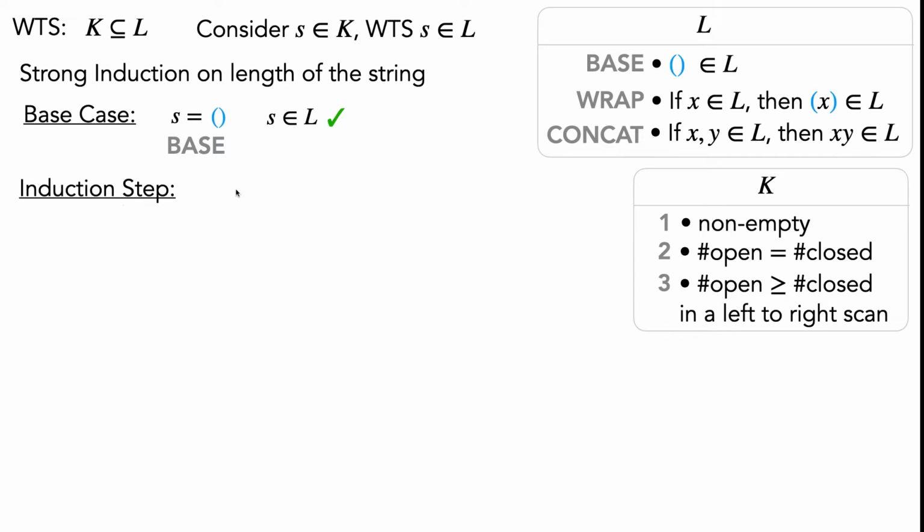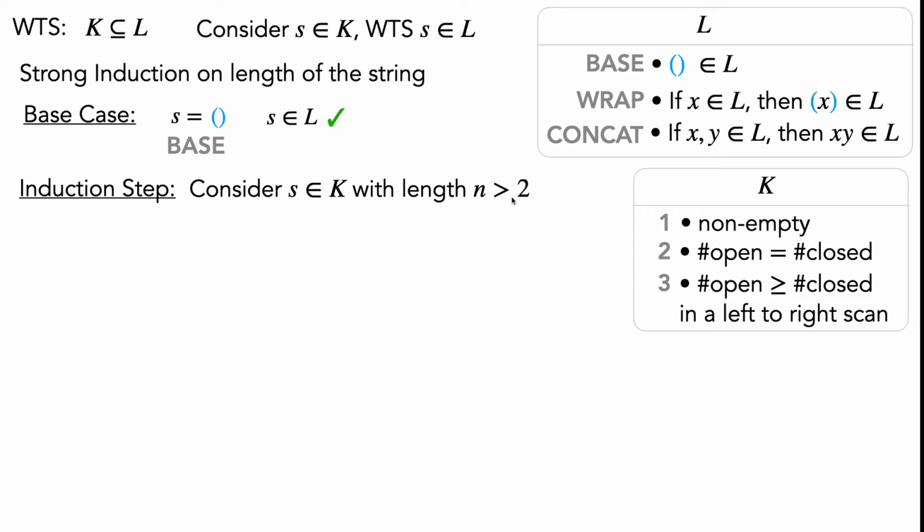So now we consider S in K with length n greater than 2. This is where things get a little bit trickier. In fact, whenever you're doing these kinds of double containment structural induction proofs, this is the part which really requires the most creativity and thinking.